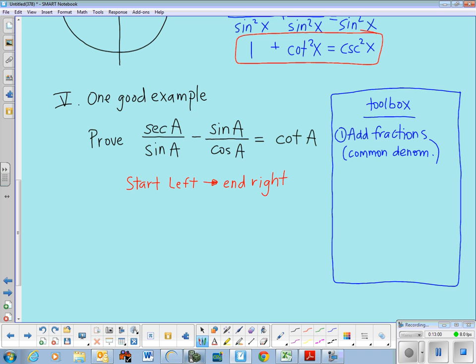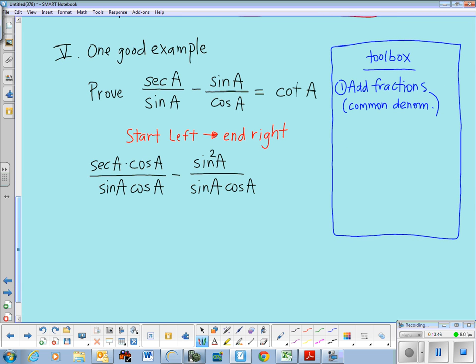The common denominator is going to be sine times cosine. So this first fraction is going to be secant A times cosine A over sine A cosine A. My second fraction is going to be sine A times sine A, right? Because I need a sine A top and bottom. So instead of writing sine A twice, I'm going to write sine squared A. Remember, we just talked about that. And the bottom is sine A cosine A. Okay, so now I'm allowed to add them. I just multiply the one on the left by cosine over cosine, multiply the one on the right by sine over sine. So let's see what happens.